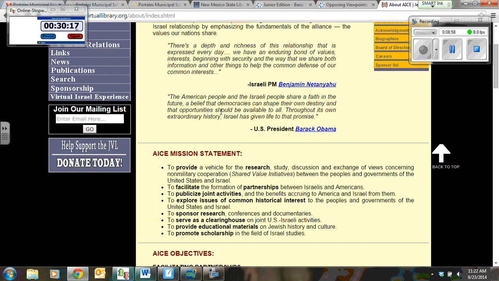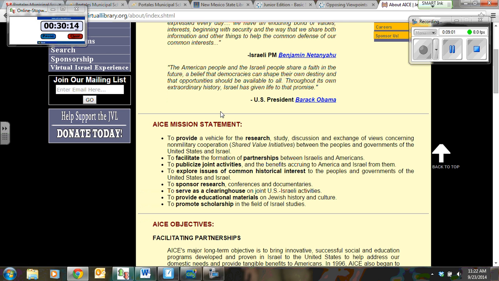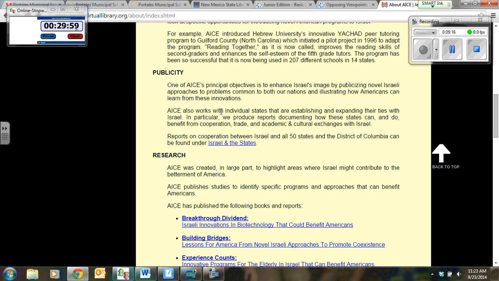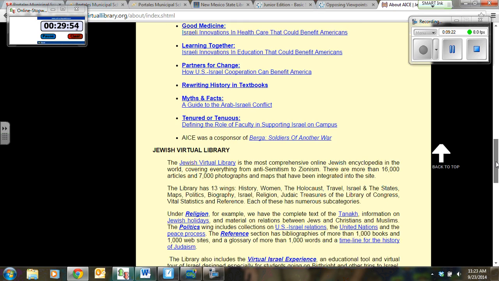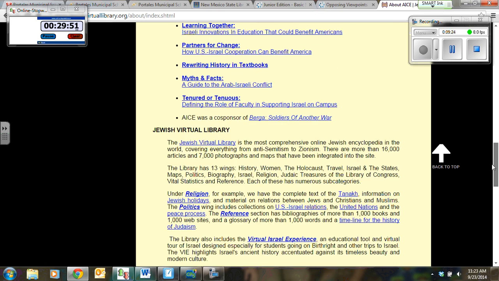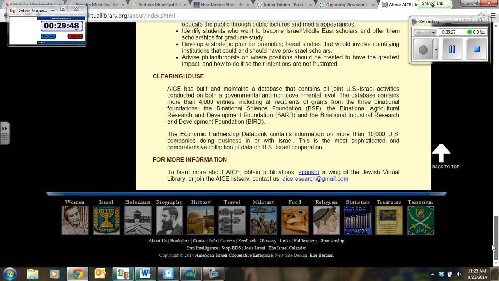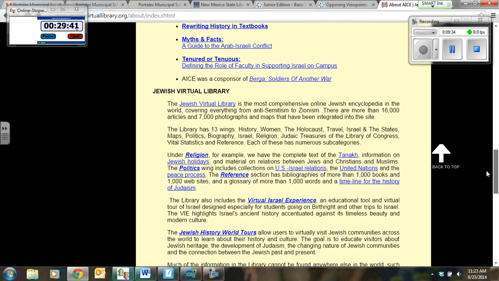Okay, here it tells us what their mission statement is. It's for research, study, discussion, and exchange of views to facilitate formation of partnership between Israelis and Americans, publicize joint activities, explore issues, sponsor research. Okay, so that's telling us a little bit about it. The other thing we want to look at would be, let's see. I know that's in here. We want to know who the authors are. I thought there was a place. Let me look.